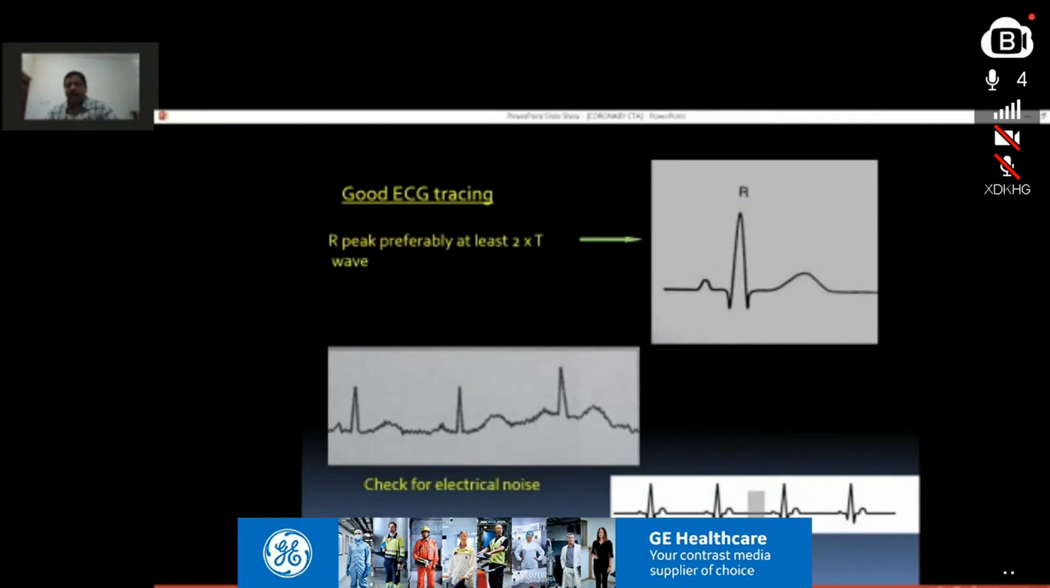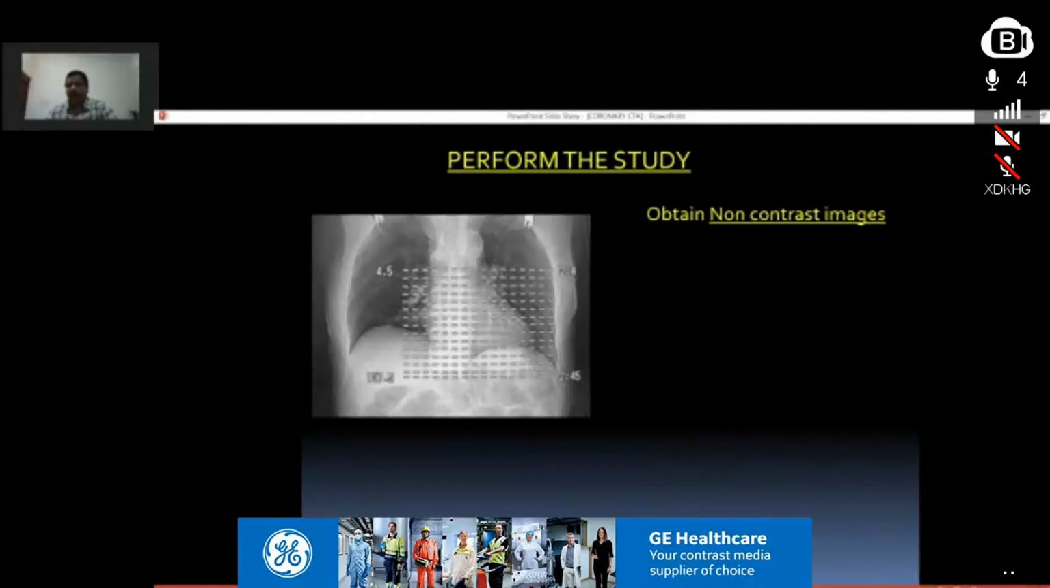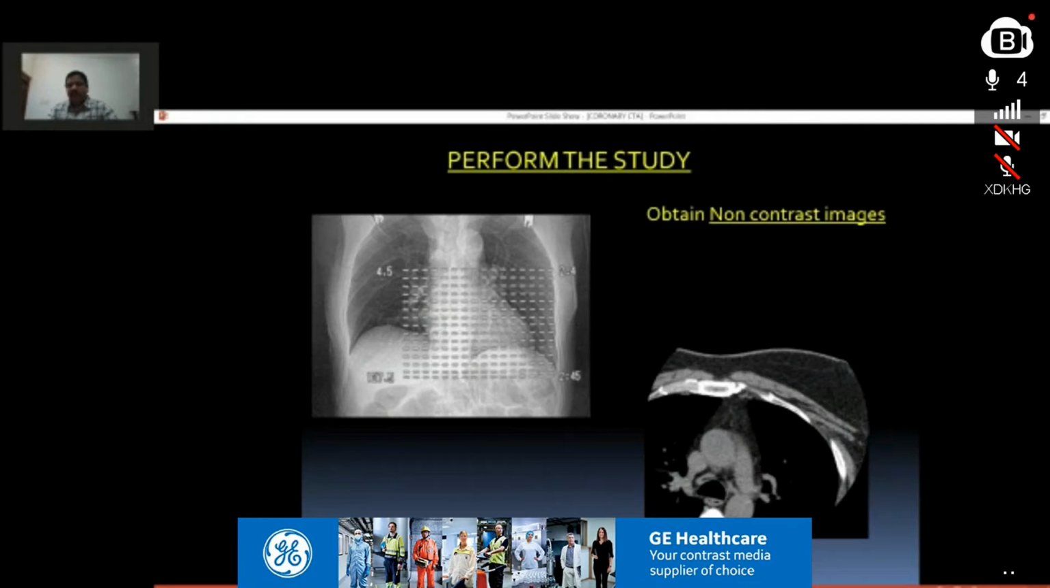So once you have settled the patient, you do a topogram and plan your scan from the carina till the lower border of the heart. Now, typically, non-contrast images are obtained to begin with. There are three advantages that these images serve. First, they give you an idea about the presence or absence of calcium in the coronary arteries. You can see how nicely the coronaries are seen.